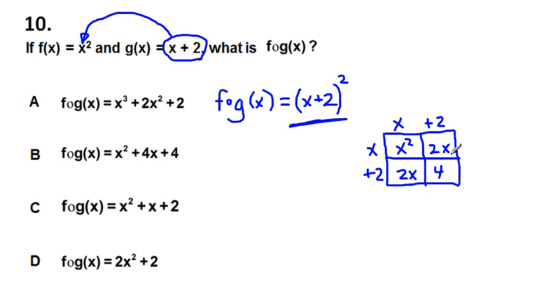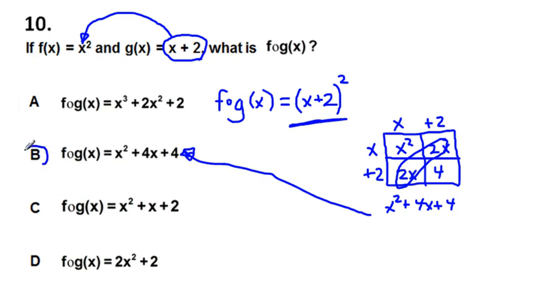So combining these like terms, we have 2x plus 2x. We're going to get x squared plus 4x plus 4. And where do we see this guy? We see it over in answer B. A lot of answer B so far. There it is. So we circle our correct answer, B. A lot more people should have got that one right too.